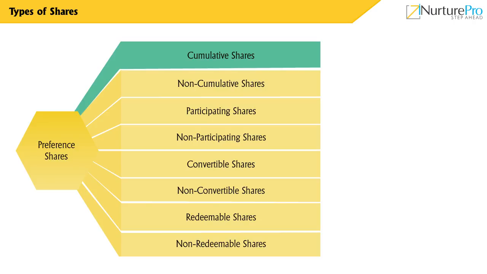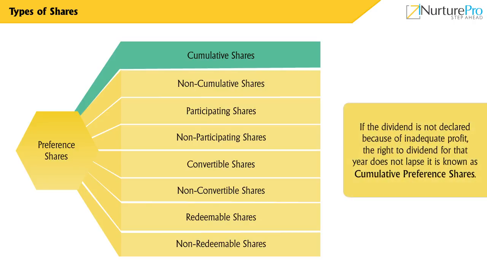Cumulative preference shares. In this type, if the dividend is not declared because of inadequate profit, the right to dividend for that year does not lapse. Preference shares are generally cumulative shares unless the contrary is expressly stated in the Articles of Association.